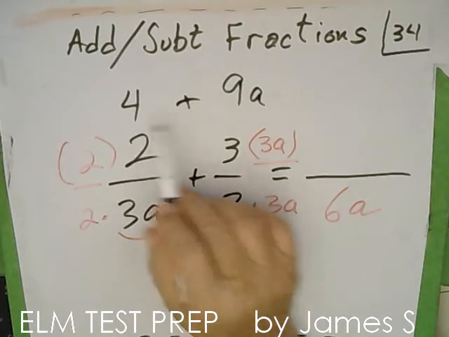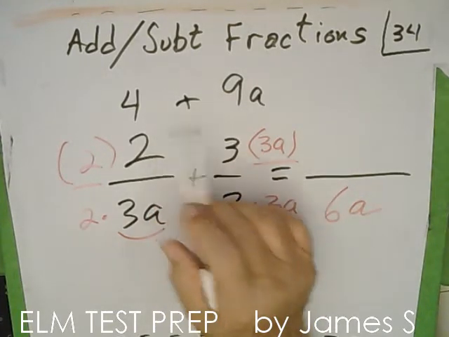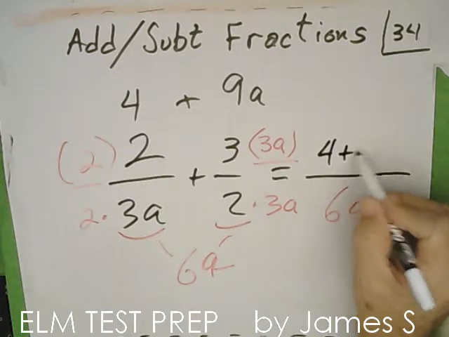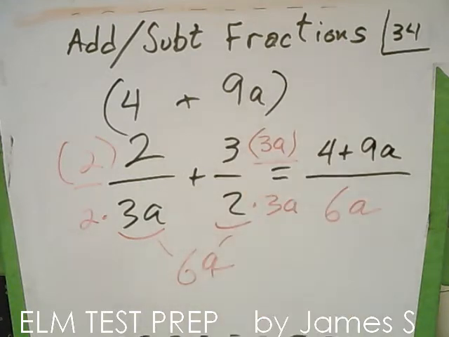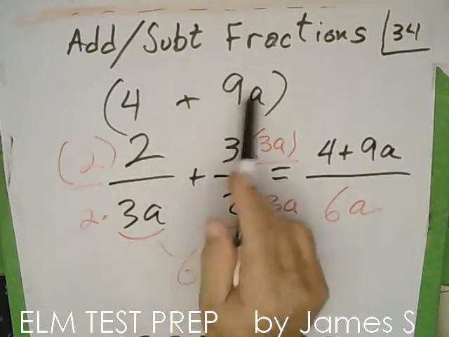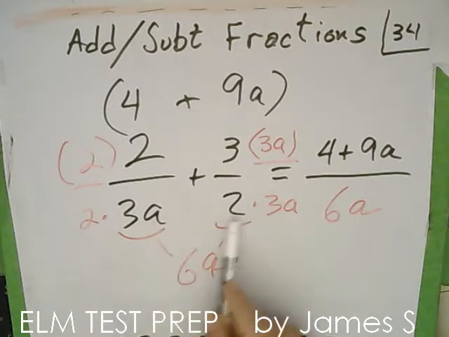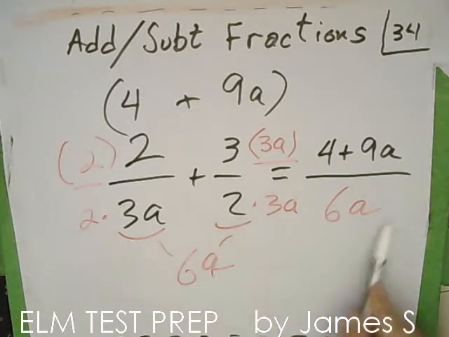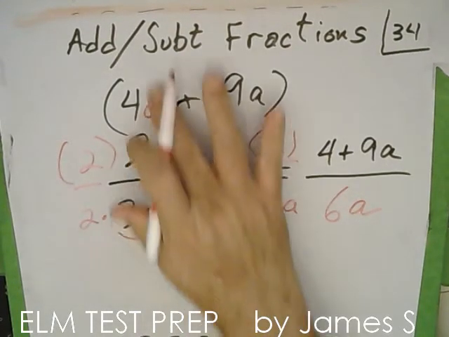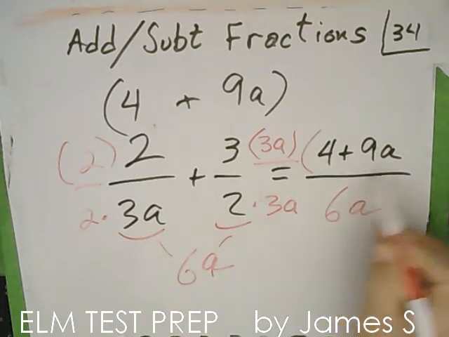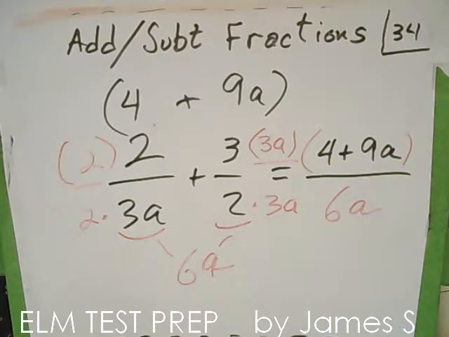Now you notice here that my tops are not the same. So the most I can do is just say 4 plus 9a. There's nothing I can do to combine numbers with letters. Again, up on top I have apples and oranges. I had the same thing down here on the bottom, but up top I've got two different things. I can't add numbers and letters. The only way I'd be able to add these is if this were also an a, but it is not. So all I can say is it's this quantity over 6a. Well, I added the fractions and I have an answer.